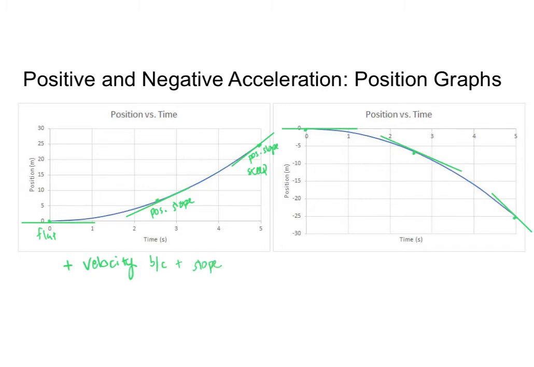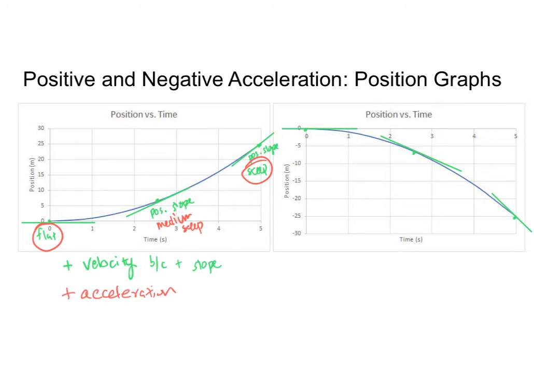Next, what I want to do is figure out the acceleration here. So we're going from flat to a positive slope, kind of medium steep, to a very steep slope. So our slopes are increasing, our speed is increasing, and our velocity is increasing, right? Because we're moving to larger velocities in the positive direction. And so what that means is that my object has a positive acceleration.